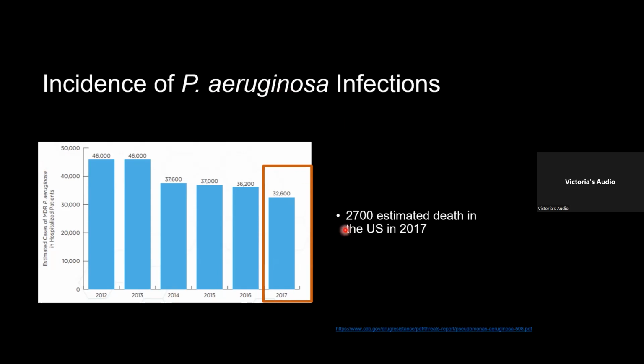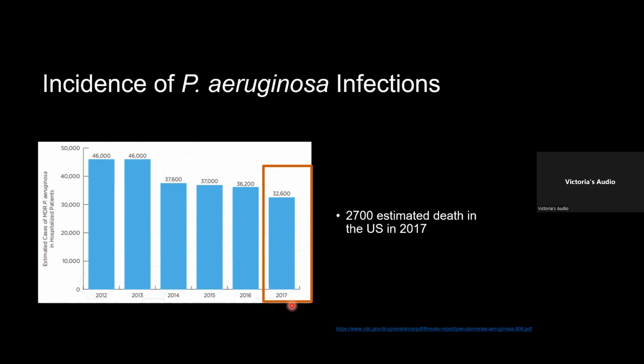And so here is a graph that I got from the CDC website. On the y-axis of this graph, you have the estimated cases of multi-drug resistant Pseudomonas aeruginosa in hospitalized patients. And then on the x-axis, you have the different years. And if you notice, in 2012 alone, about 46,000 people had multi-drug resistant Pseudomonas aeruginosa infection. So they were not resistant to just one antibiotic. They were resistant to multiple antibiotics. So that's what multi-drug means.